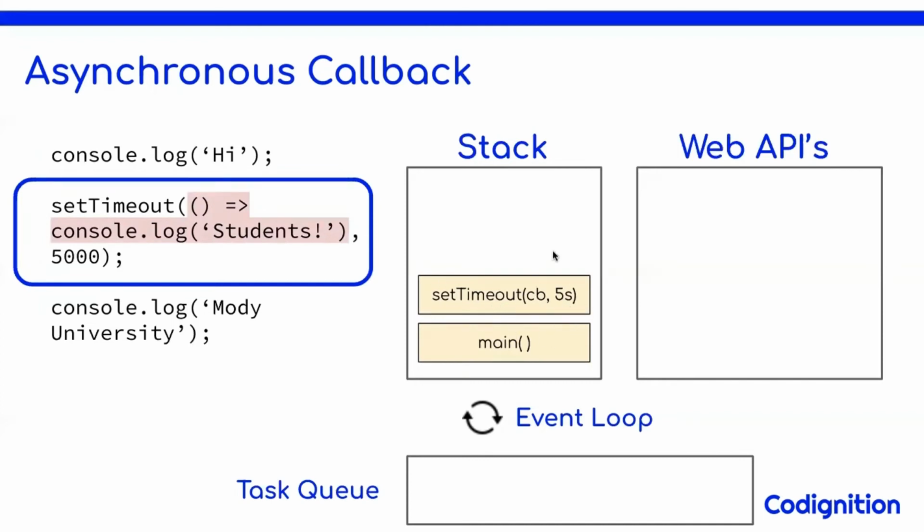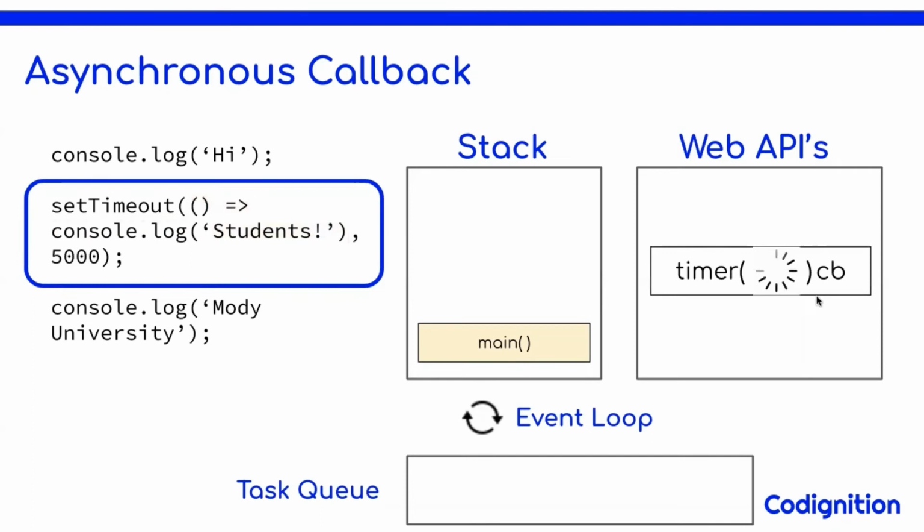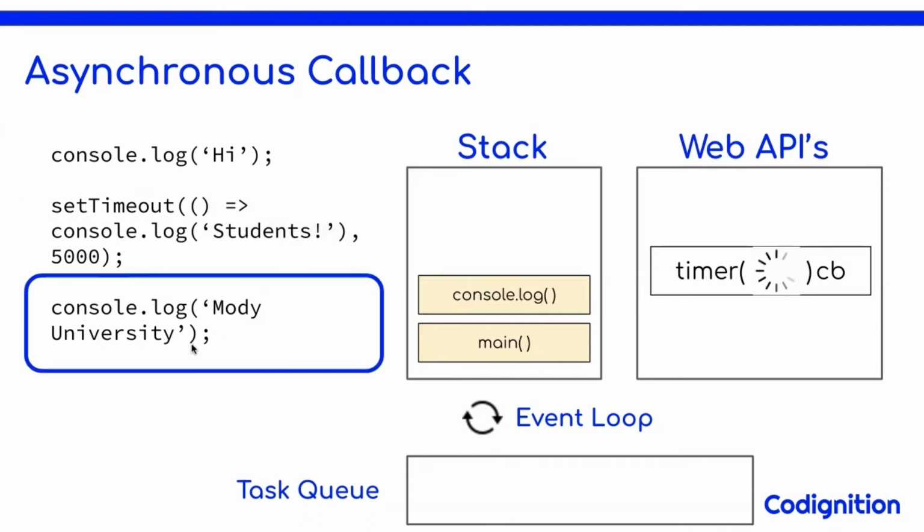Then the setTimeout with the callback function goes on the stack. Since setTimeout is a web API method, it goes to the web API layer and sits there, and there is a timer. Web APIs start a ticker or a timer where it is going to throw the callback at some point of time, and that point of time is just after 5 seconds. The main method is still there. Our stack is still not empty. Then your console.log Modi University happens. It goes to the stack, gets popped off and printed.